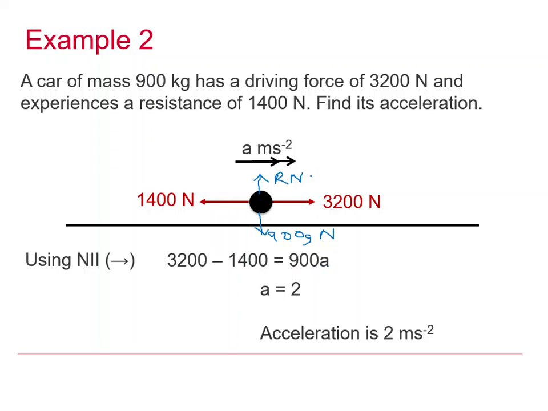If you introduce a letter, as we're doing here as a convenience for something that we want to find, putting it on the diagram is much easier than writing a sentence saying let the acceleration be a meters per second squared. We need to do one of the two, but the diagram is the easier one. So solving that equation for a, we get a equals 2, and our conclusion is that the acceleration is 2 meters per second squared.